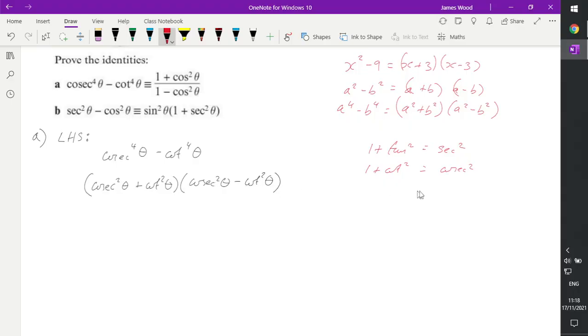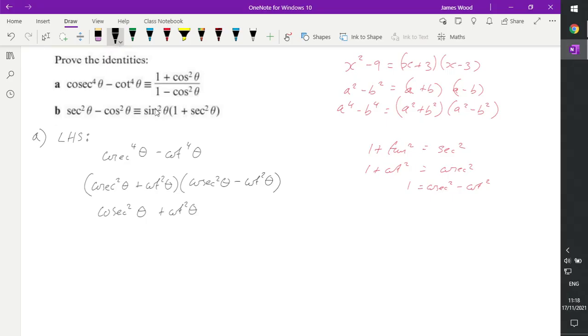Now, this bracket here on the right seems quite similar to this one here. Cosec squared minus cot squared, well, if I look at this equation here, cosec squared minus cot squared, that's just going to give me 1. So this bracket here actually becomes 1. So we're just left with cosec squared theta plus cot squared theta, then times 1. So we're just left with this bracket, really. Now, can we try and make that look like this?